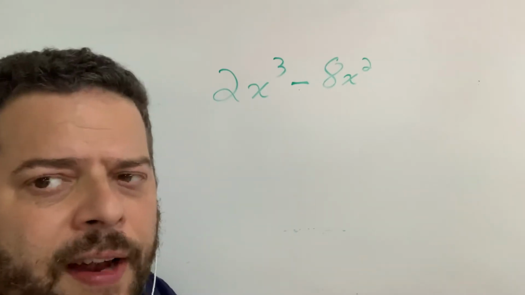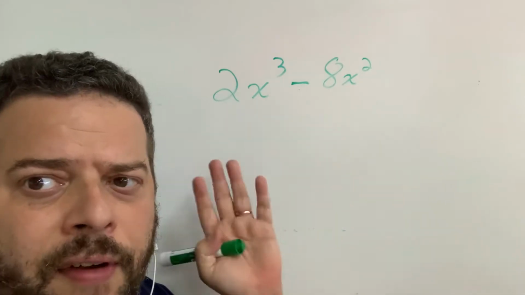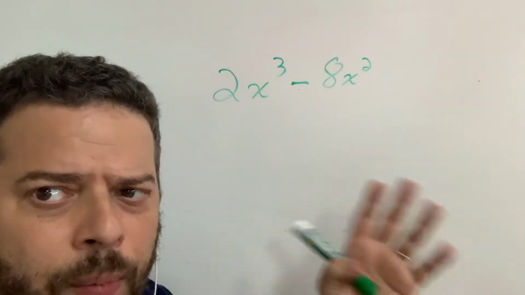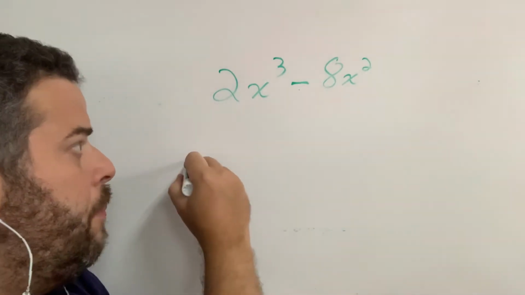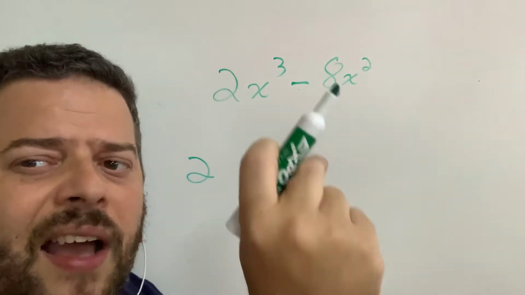Now in common factor, you first focus on the number. Is there a number that can divide them both evenly? No decimals, no fractions. Is there a number that can divide both of these? And the answer would be yes. The number that is common would be 2. And you always choose the highest number.